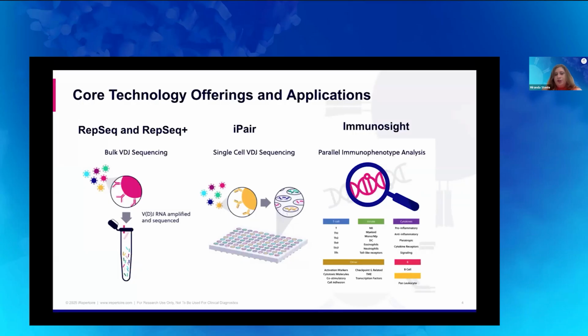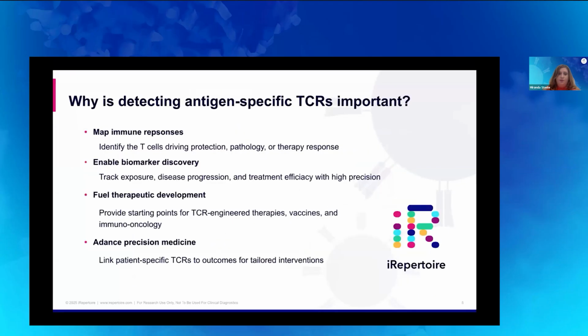Our single-cell approach is called iPair. This is usually coupled to flow cytometry, where we're picking out these very rare antigen-specific T cells or B cells and depositing them as single cells on a plate and co-amplifying the receptor pair. And our final platform is called Immunocyte. This is a targeted RNA-seq panel that covers over 150 targeted genes for phenotyping expression. This can be applied to both bulk RNA or to our single-cell platform.